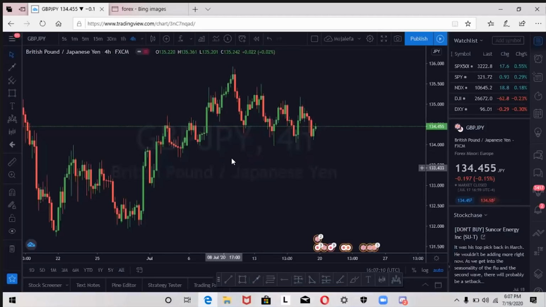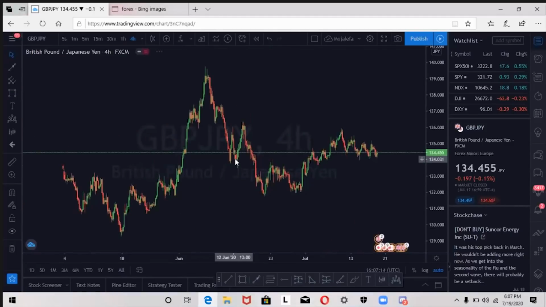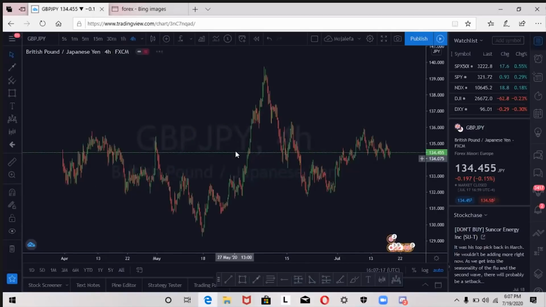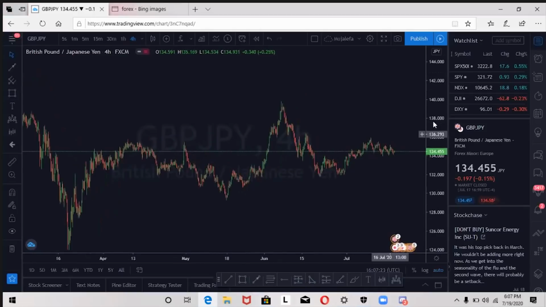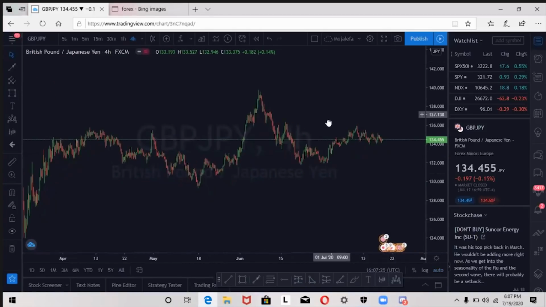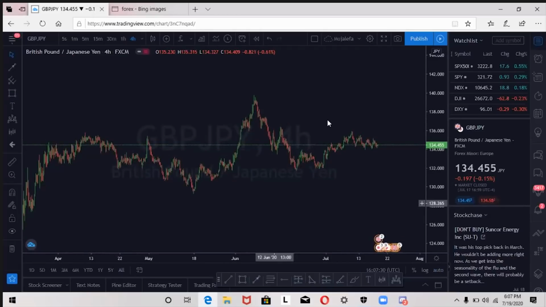Let me zoom out a little bit. Gonna be zooming out. Okay. I'm zooming out. Yeah, it's fine like this. So I'm gonna be firstly using our horizontal support and resistance strategy. So let me get to that.